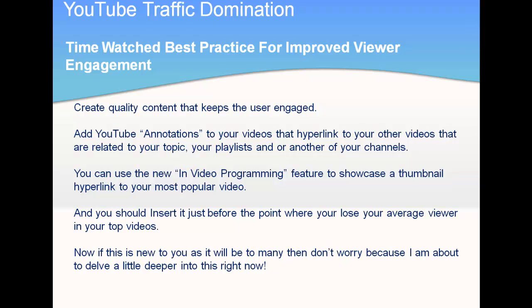1. Create quality content that keeps the user engaged. 2. Add YouTube annotations to your videos that hyperlink to your other videos that are related to your topic, your playlists, or any of your other YouTube channels. 3. You can use the new in-video programming feature to showcase a thumbnail hyperlink to your most popular video. And this should be inserted just before the point where you lose your average viewer in your top videos.